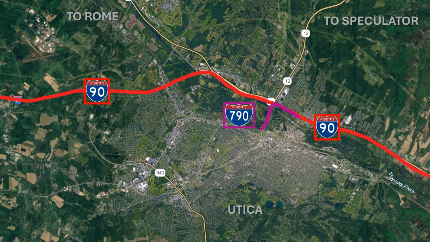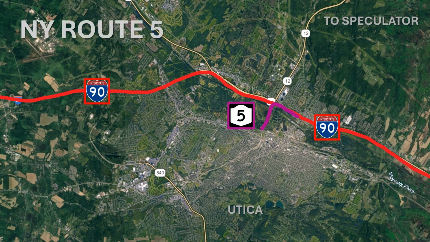Alright, back to the map. Yeah, easy solution right here. It is already New York 5 the entire way. That's all it should be. The 790 designation is an exit ramp. New York 5 goes across a large portion of upstate New York. So yeah, this is much better. This is probably the easiest solution of them all, because it is already New York 5.